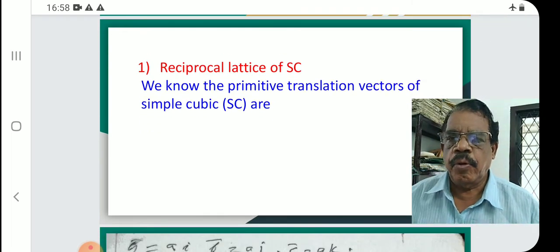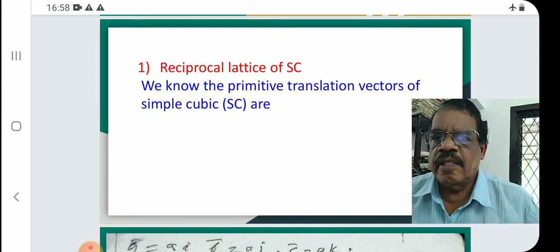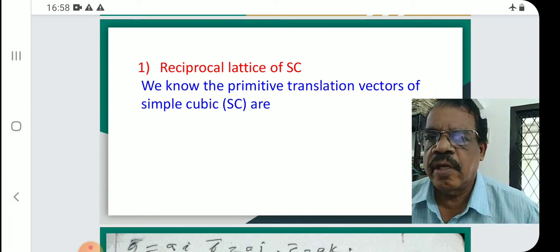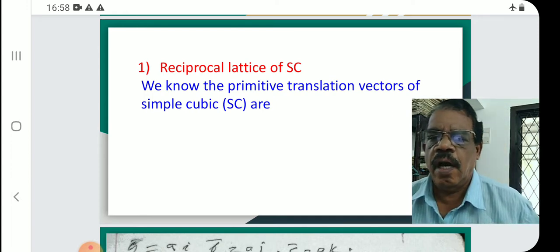Number 1, reciprocal lattice of SC. Reciprocal lattice of SC. We know the primitive translation vectors of simple cubic SC.